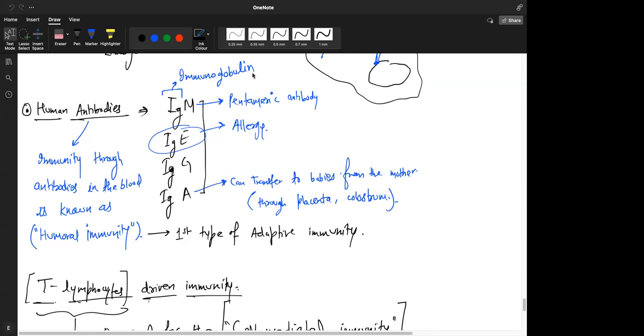We learned that the immunity through the antibodies in the blood is also known as humoral immunity, which we learned as the first type of adaptive immunity.